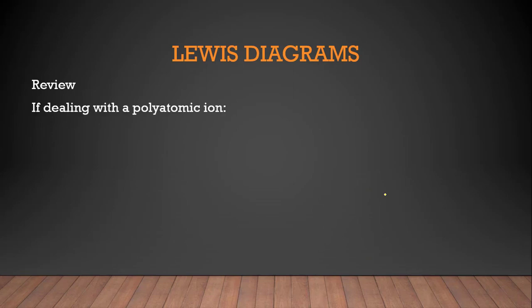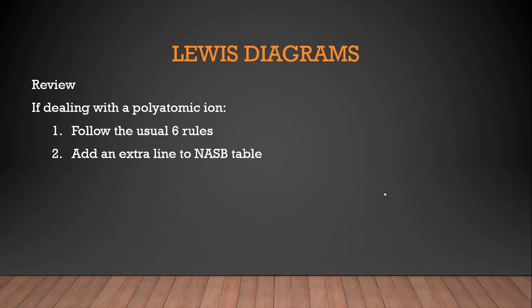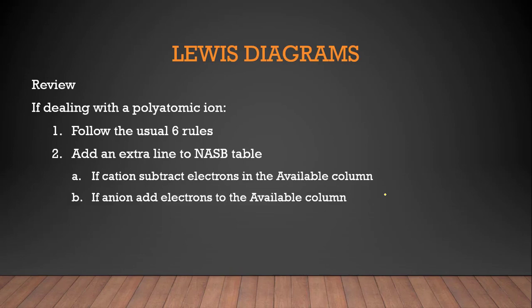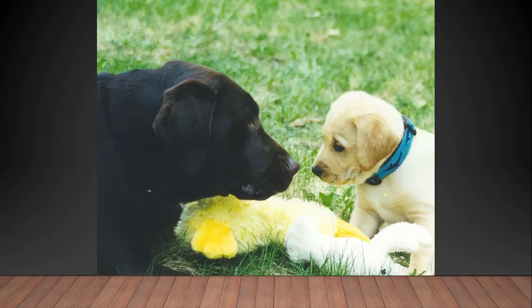So to review, if you're dealing with a polyatomic ion, you're going to follow the usual 6 rules. However, you're going to add an extra line to the NASB table, and if it's a cation, and that's only ammonium, you're actually going to take away 1 electron from the available column because you've lost an electron. If it's an anion, you're going to add electrons, and the number of electrons you add is equal to the ionic charge to the available column. Do the usual stuff, then make sure you add brackets and charge. In the next video, we're going to deal with a topic called resonance.